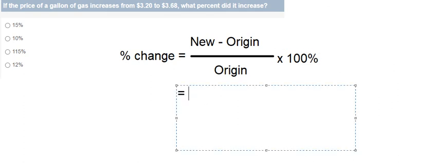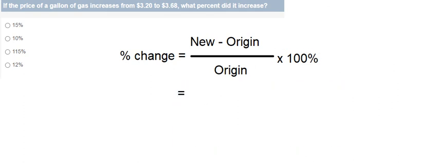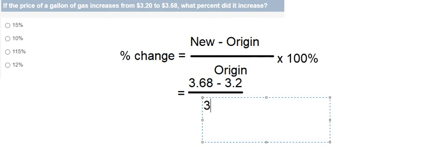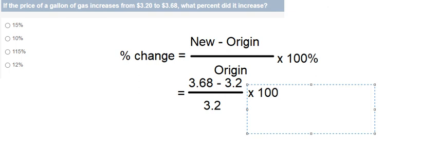So now we put the numbers in here. The new one is 3.68, minus 3.2, divided by 3.2, multiplied by 100%.